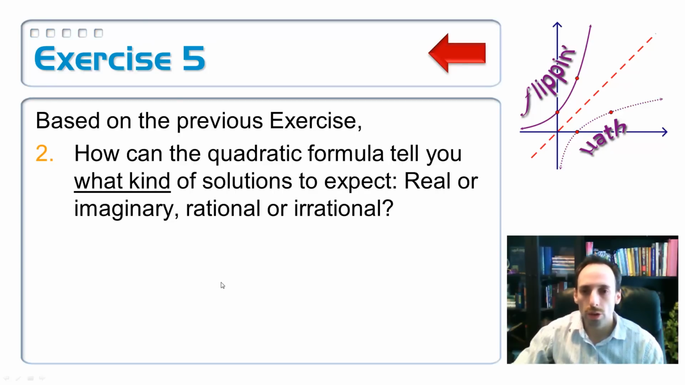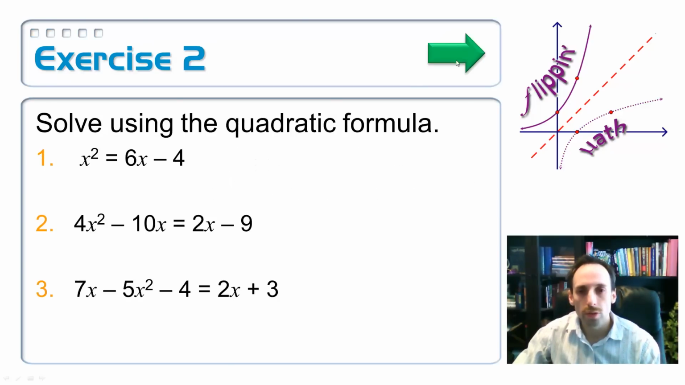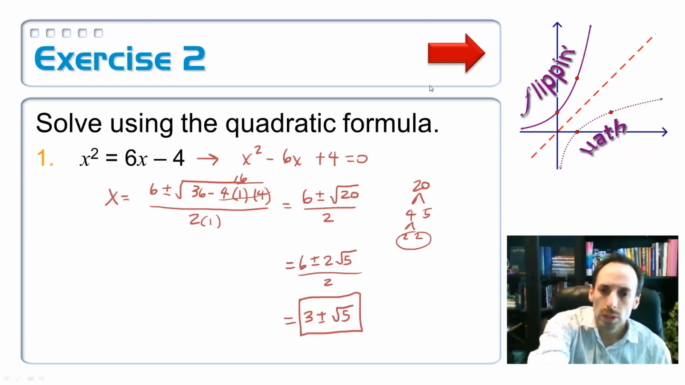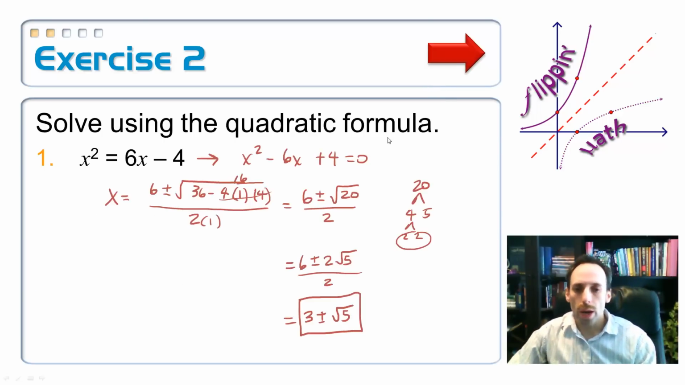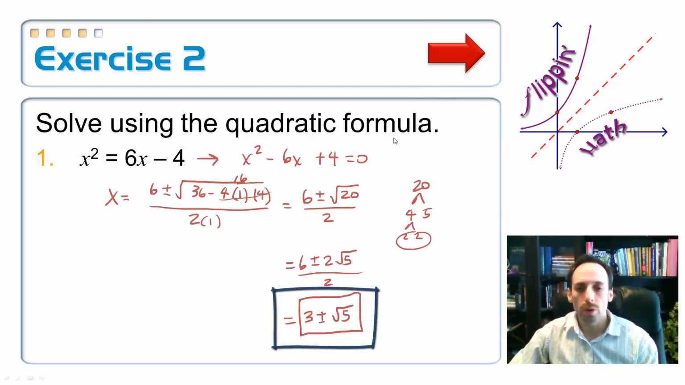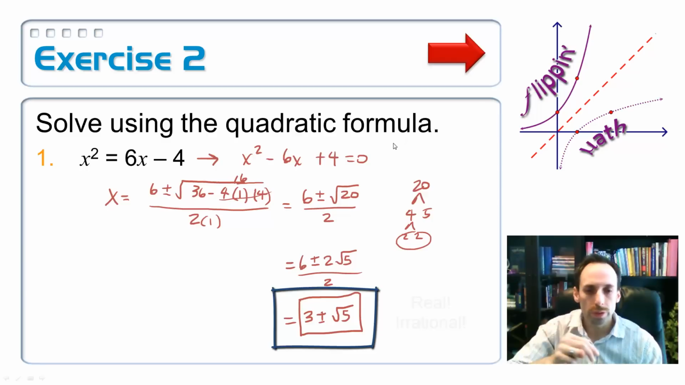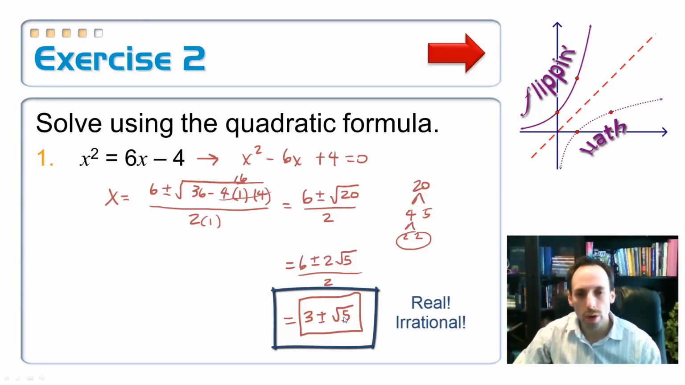Okay. So now, how can the quadratic formula tell us what kind of answers to expect, whether they're real or imaginary, rational or irrational? Again, this is all dependent upon that square root. So, what kind of answers do I have here? 3 plus or minus the square root of 5. They are both real and they are irrational. Irrational because I've got a square root of 5 and that's not a perfect square.